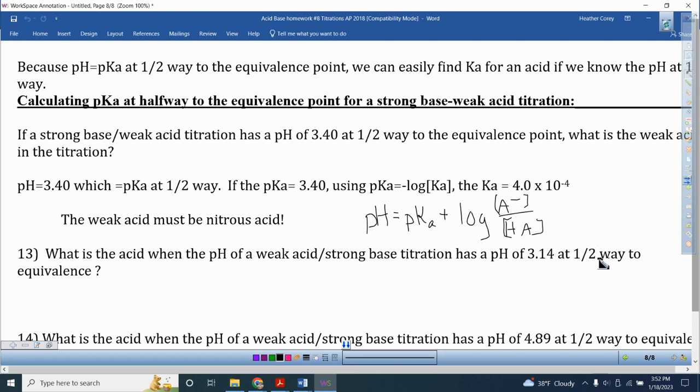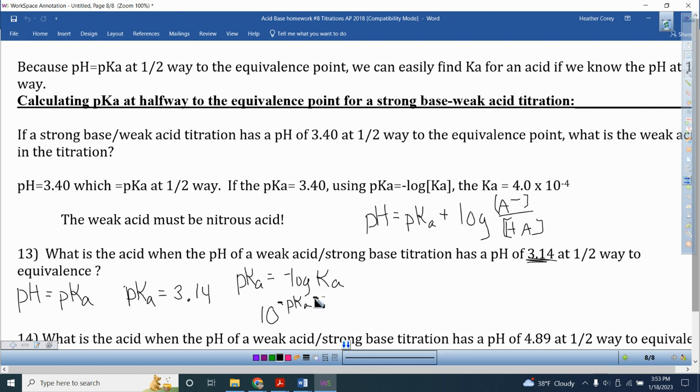Okay, and we know that halfway to the equivalence point, these are going to be the same. And the log of 1, because these divide out to give you 1, is 0. So we know the pH equals the pKa. So if the pH we're being told is 3.14, pKa equals 3.14. If we know the pKa, we can find the Ka. Remember, the pKa is the negative log of your Ka. And so 10 to the negative of your pKa, just like we did earlier, will equal your Ka.